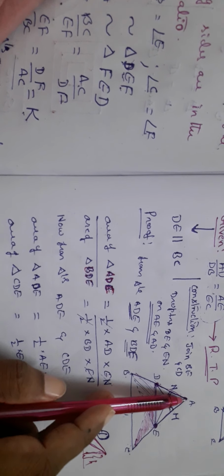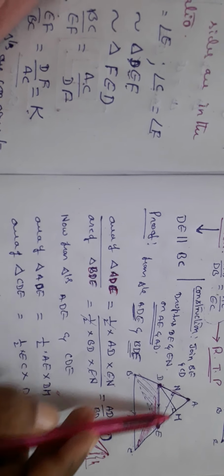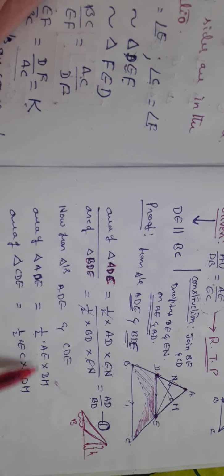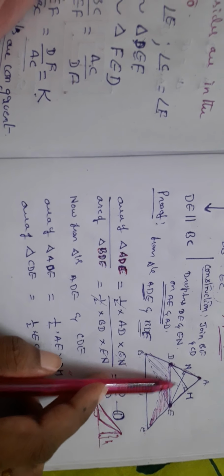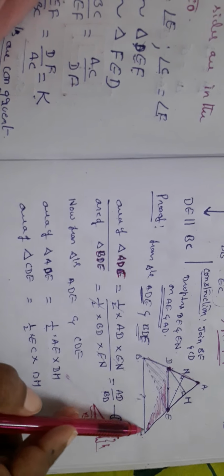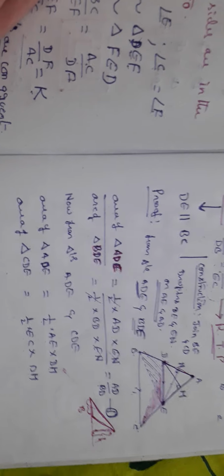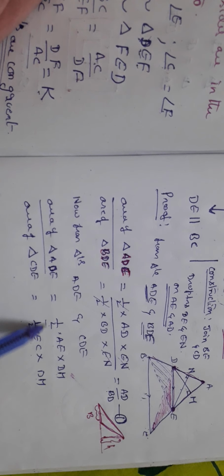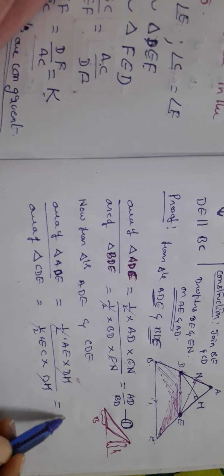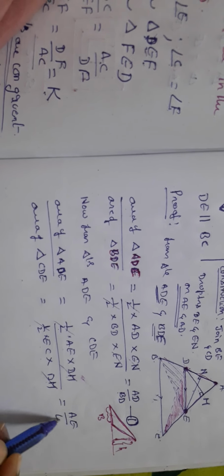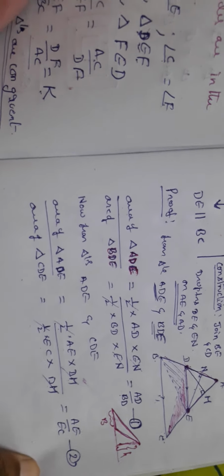So I am taking triangle ADE again, in which I am taking this as the base. If I take this as the base, this will become the height. So area of the triangle is half base into height, that is half into AE into DM. In the other triangle, this is the base and this is the height. So half into base is half into EC into DM. So what is our next step? Just divide these two equations. You can see that half and half will get cancelled. DM and DM will get cancelled. We are left with AE by EC. This is the second equation.